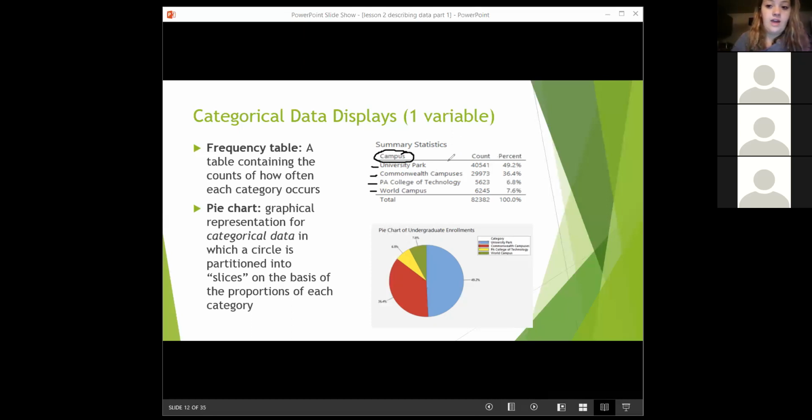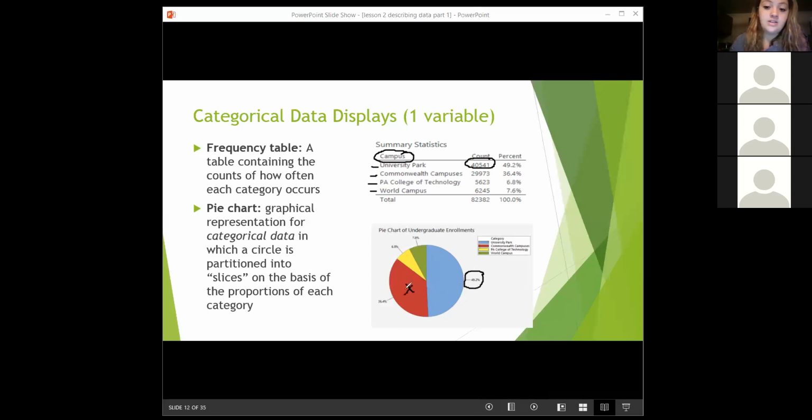So how frequent do we have a student in University Park? This is going to be like the amount. This is much higher now, actually. This is old data, but it's just showing you the frequency. And then a pie chart is a good way to represent percentages, a good visual representation of that. You'll have different slices of it, so we can easily see that almost half of undergraduate enrollment comes from University Park. If we're talking about all the Penn State campuses, almost half comes from University Park.